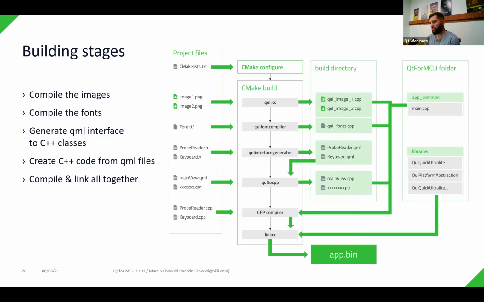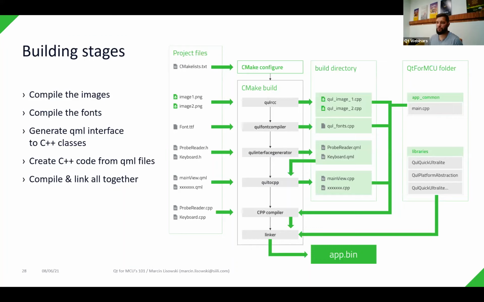After assets generation, there is a process of converting your C++ interfaces to provide a QML representation of those. The Ql interface generator tool takes your C++ header files and converts those to a QML representation by passing all of the properties, names, and so on to QML code that will be needed by the next step.